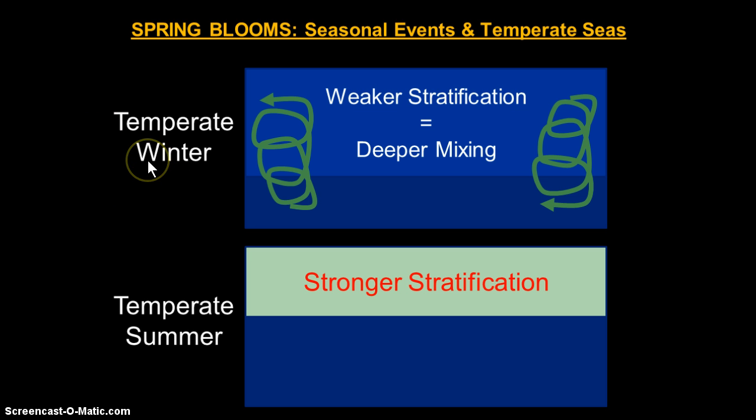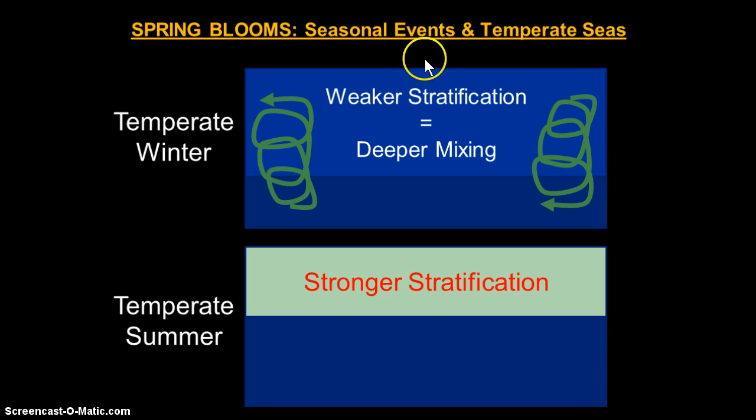So in the temperate winter, the ocean is defined by weaker stratification between the surface and the deep ocean, right? So why is that? And you should be thinking ahead here. Why would there be weaker stratification? Well, we have stratification because the surface ocean is separate, because it's warmer and less dense.